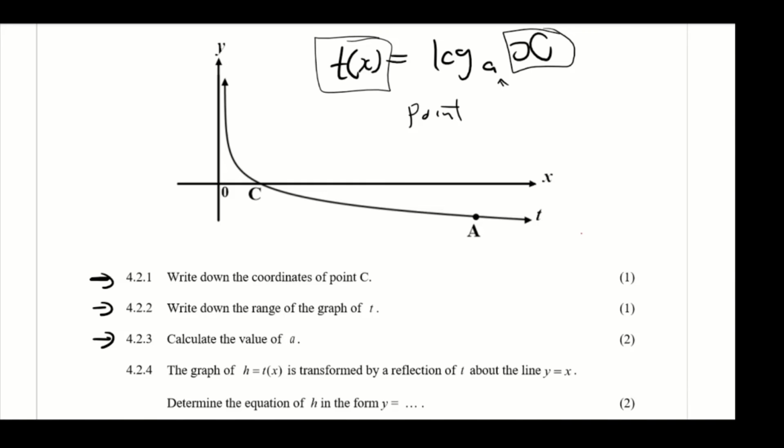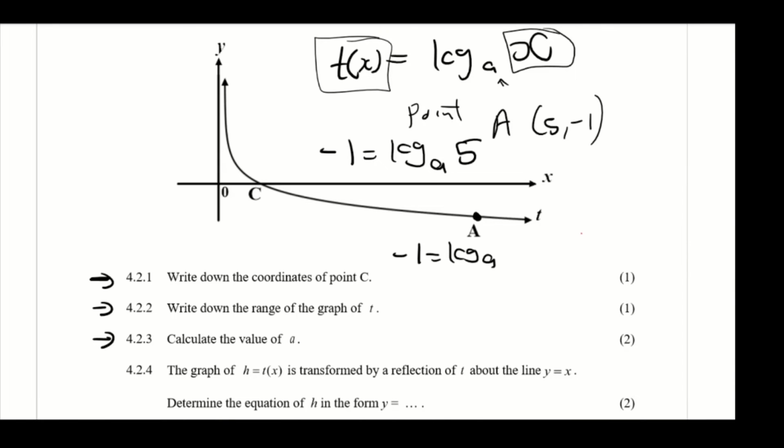In this case, you're going to use the point which is 5 and minus 1. We're given this point here, which is 5 and minus 1. So we're going to substitute it in this equation to find our value of a. Where there's T of x, you put minus 1 is equal to log base a of x, you put 5. So to write it properly, you have minus 1 is equal to log base a of 5. So a to the power minus 1 is equal to 5.